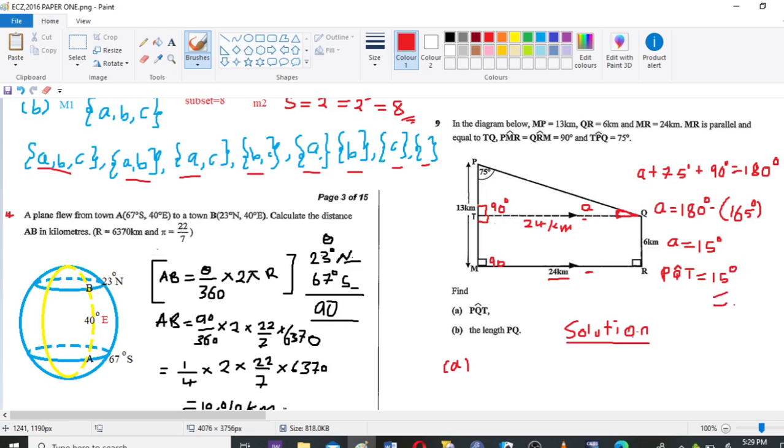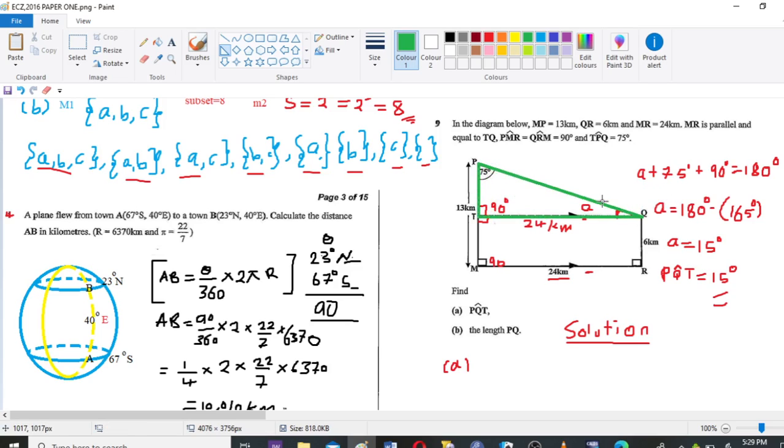All right, we can now come to B. We are being asked to calculate the length of PQ. I want you to take note of the shape for PQ. Now PQ is a triangle, right? This is what we have.